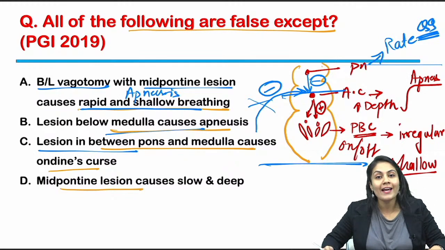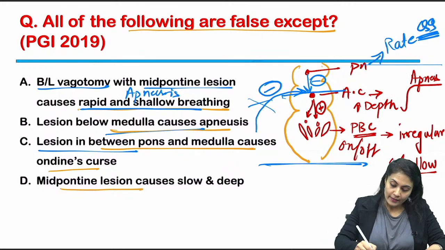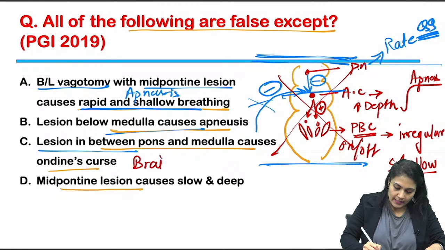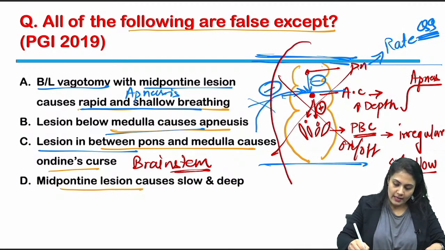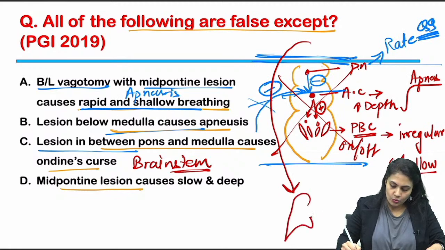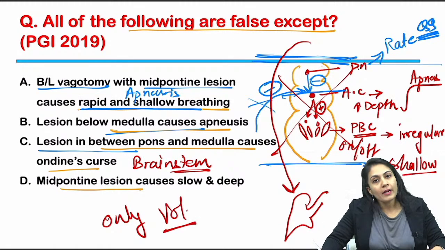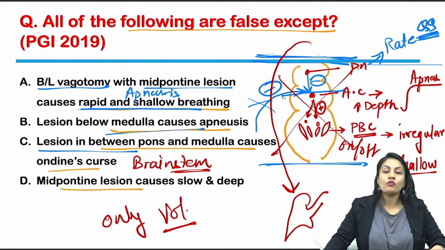No, remember, for Ondine curves we require cortical centers. In Ondine curves, what is going to happen? All these centers, the brainstem injury will be there. The brainstem cannot work, but somehow the cortical centers can provide the signals to the lungs. That means only voluntary control is remaining, so he has to breathe voluntarily.